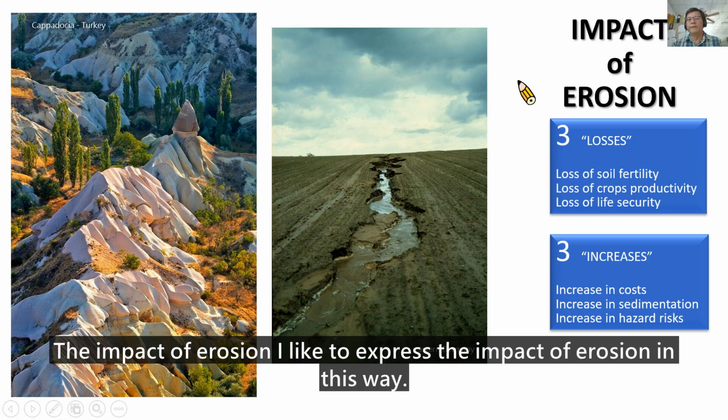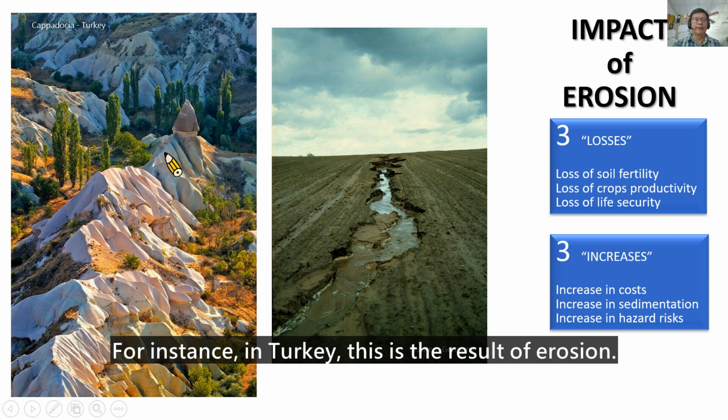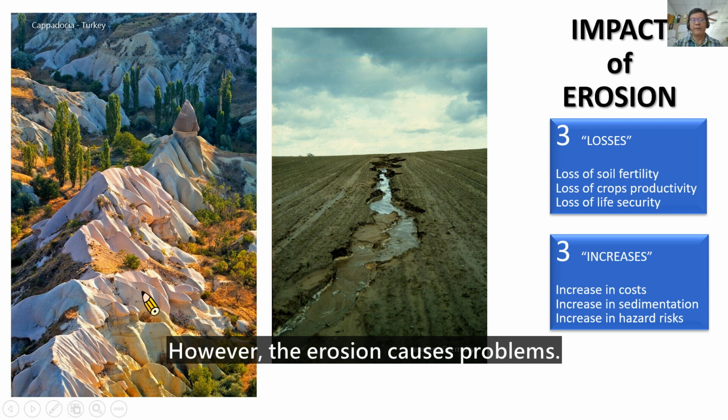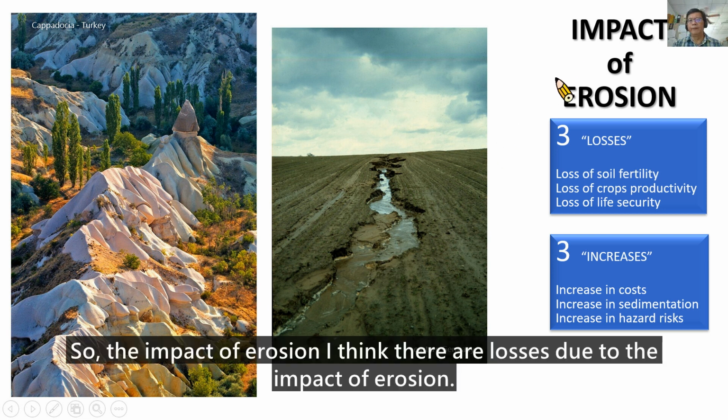The impact of erosion, I like to express the impact of erosion in this way. Of course, erosion itself generates very nice looking, very magnificent landscape. For instance, in Turkey, this is the result of erosion. However, erosion causes problems. For instance, this is the rill. Eventually, it will become gullies.